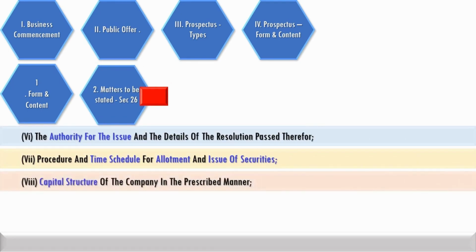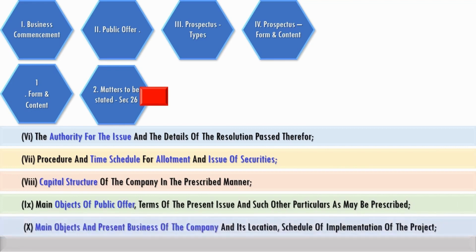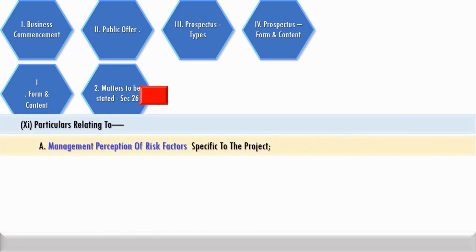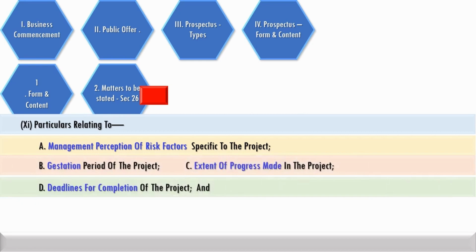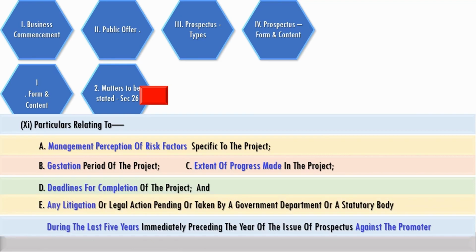Crucial details on the authority for the issue and details of the resolution, procedure and time schedule for allotment and issue of securities, capital structure of the company, main objects of the public offer, terms of the present issue, main objects and present business of the company, its location, and schedule of implementation of the project. Particulars relating to the management perception of risk factors specific to the project, gestation period of the project, extent of progress made in the project, deadlines for completion, any litigation or legal action pending during the last 5 years immediately preceding the year of the issue against the promoter.